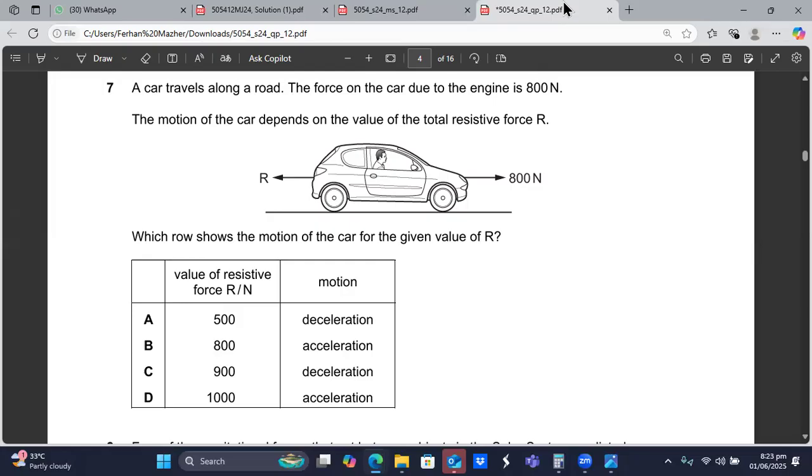In option C, the resistive force is 900, the forward force is 800 Newton, and so the resultant force is in the backward direction. If the resultant force is opposite to your motion, then that car should decelerate. So C looks the right answer, sir. And then at the end, he says 1000 Newton resistive force, 800 forward force. Then you will have a 200 Newton resultant force in the backward direction, opposite to your motion. Then the car must be decelerating. Here they have written acceleration, which is wrong. So C is the right option, sir.